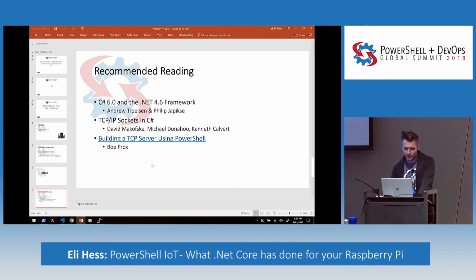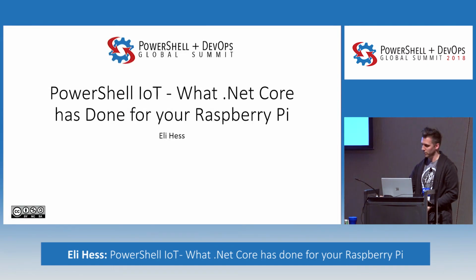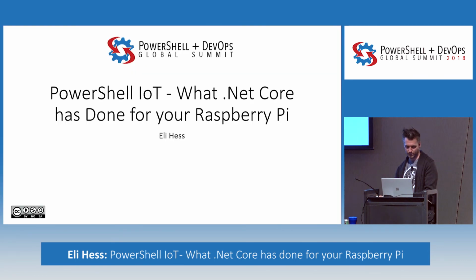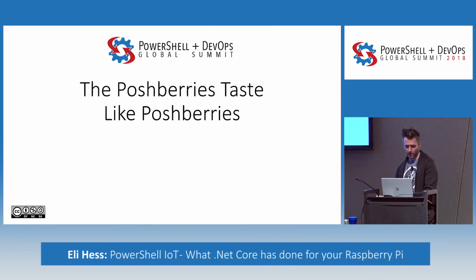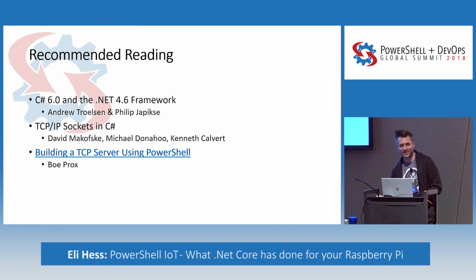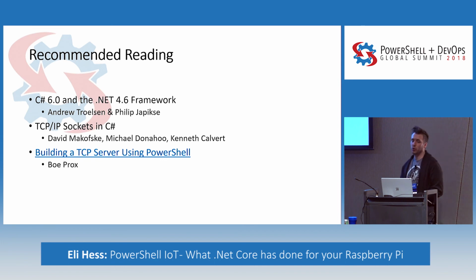The recommended reading I was telling you about is up here. I'll get it nice and big for you. Okay, so the big book is C# 6.0 and the .NET 4.6 framework. As I said, this thing is massive. Weighs probably 5 pounds.